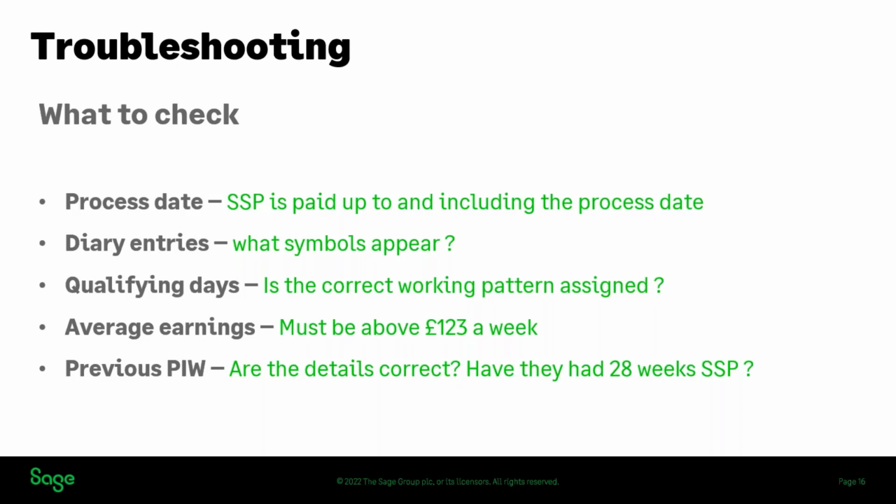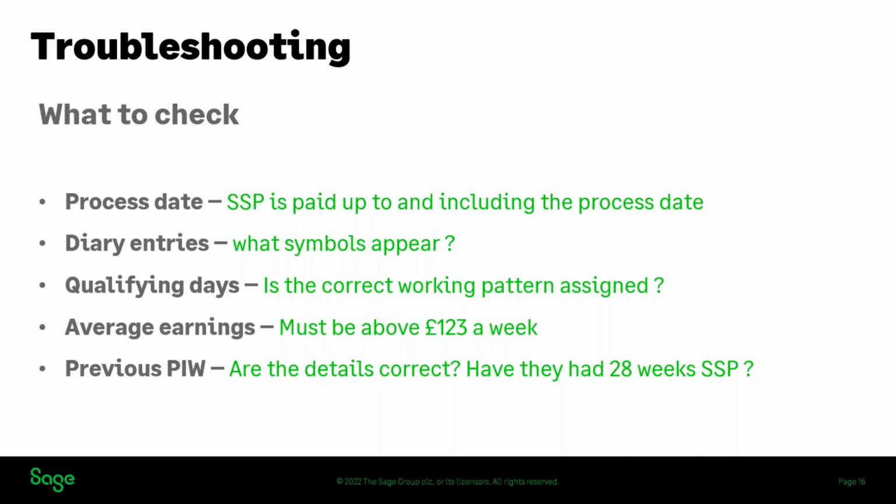So the first one is the process date. As I mentioned, the SSP is paid up to and including the process date. So if statutory sick pay is not the amount that you think it should be, check what your process date is set as, and that will be what it's calculating up to. So that's probably the simplest of solutions, just to double check the process date.